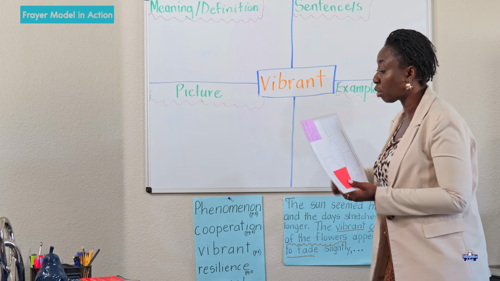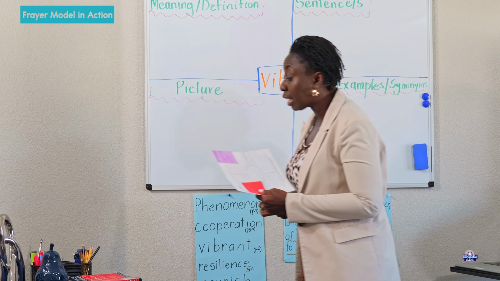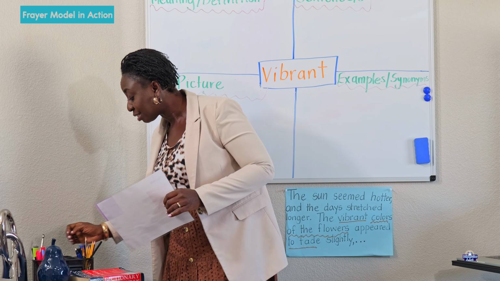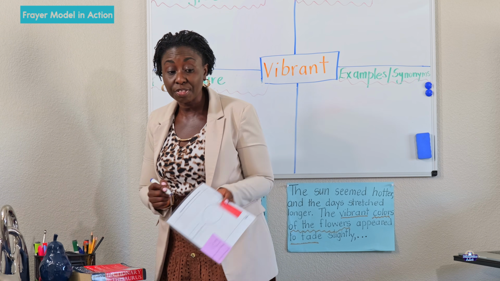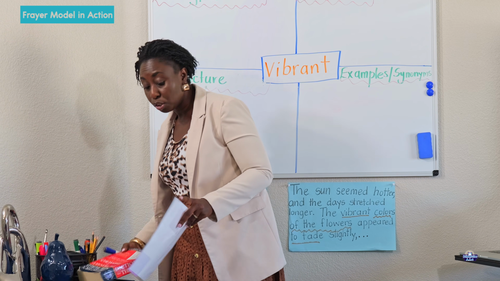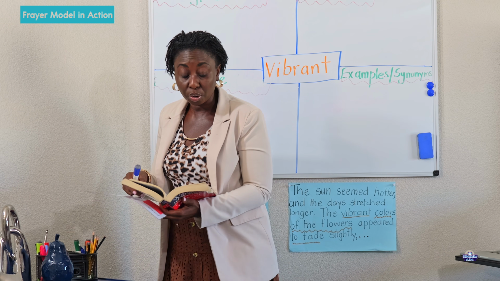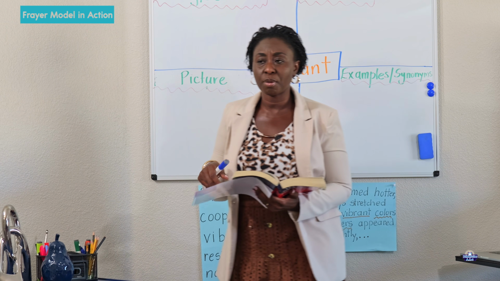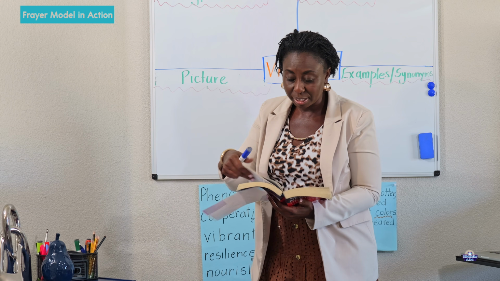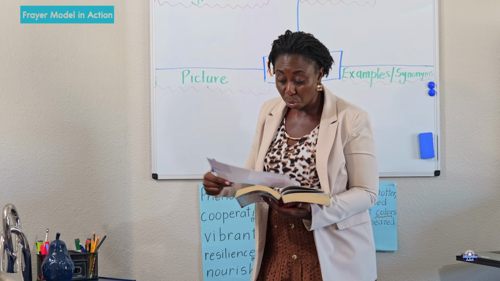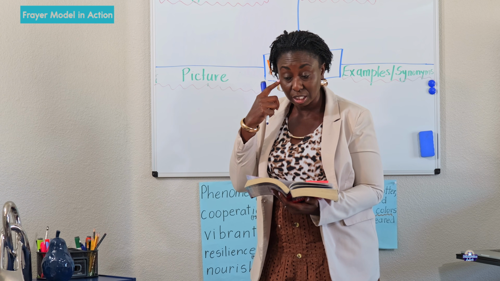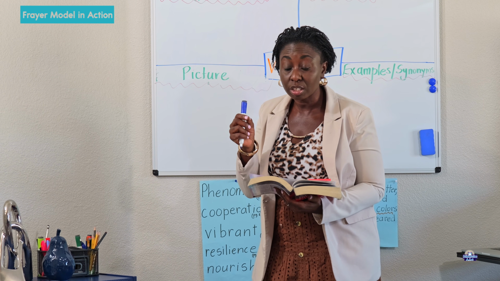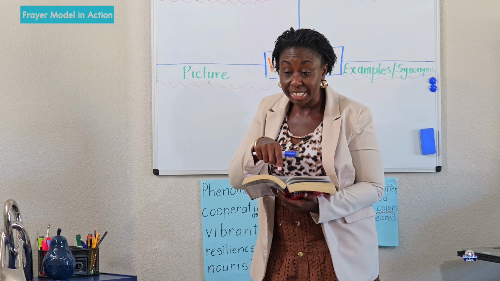So now I can go and write the meaning. But before I do that, I want to use my dictionary to clarify the meaning of the word. So I'm going to look in my dictionary for the word. I said the word vibrant means colorful, bright. Now I'm using my dictionary to make sure that it means that. I'm making sure that what I was thinking, or predicted, or used context clues for, I'm going to verify in the dictionary.